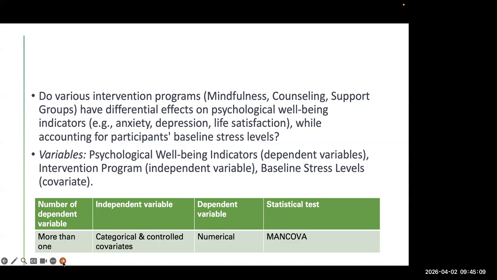So your psychological well-being indicator becomes your dependent variable. The intervention program is your independent variable, and baseline stress level becomes the covariate. Rather than use MANOVA, now you have to use MANCOVA.